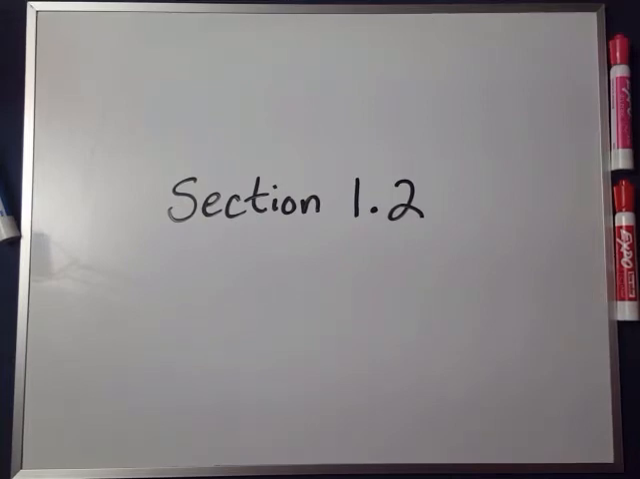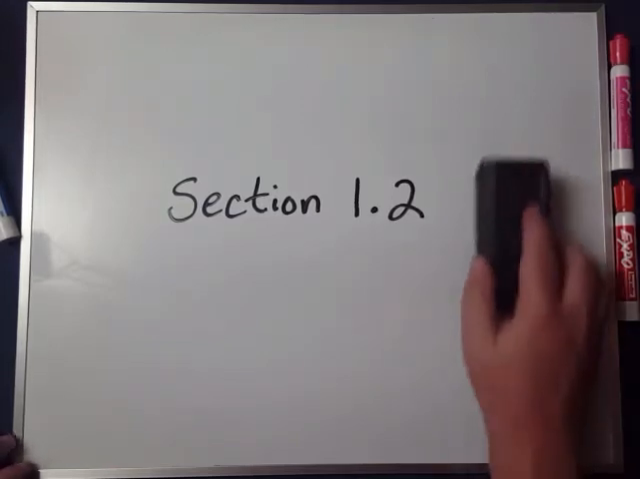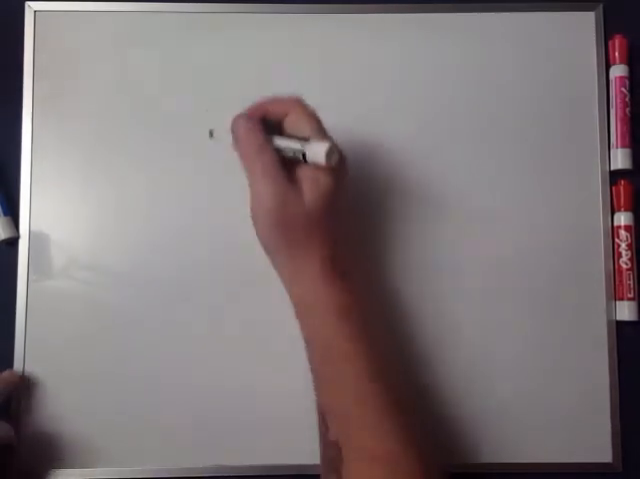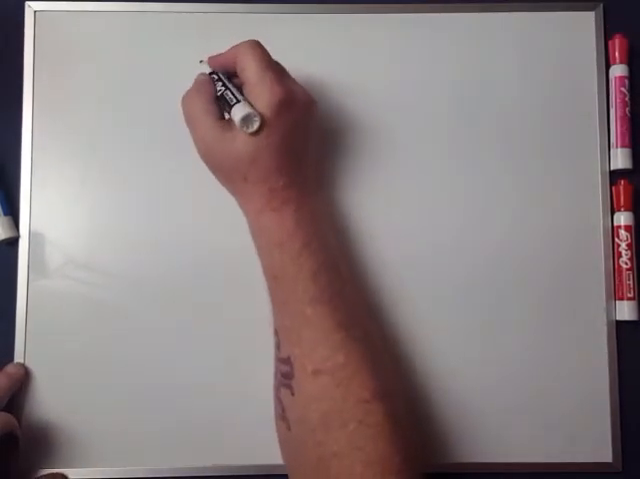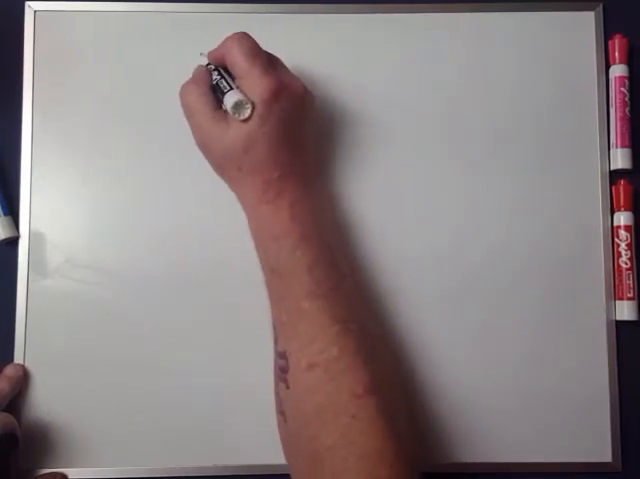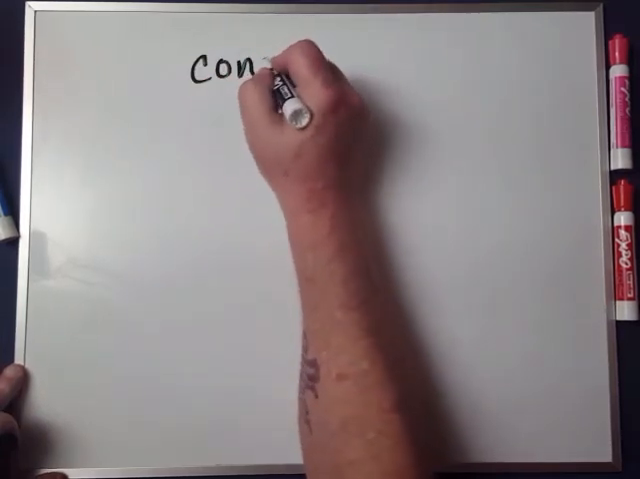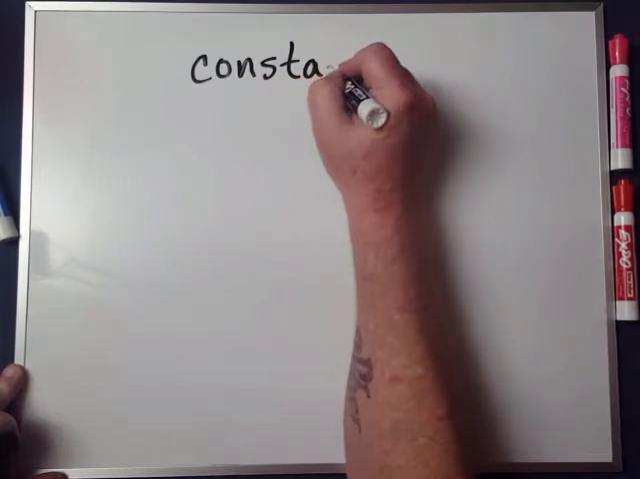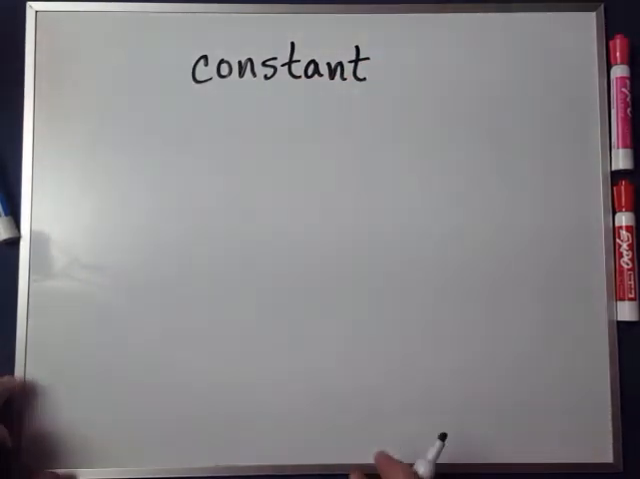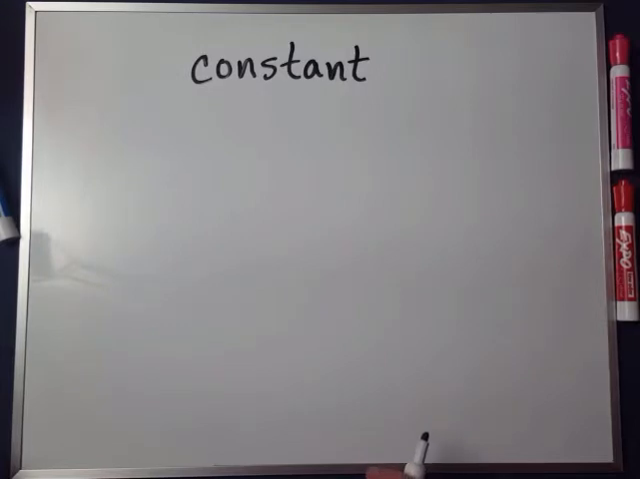Section 1.2, Variables, Expressions, and Equations. We're going to start with some terminology here at the beginning of the section. On page 36 at the bottom, the first bold-faced term we see is constant. And it says, a constant is a fixed, unchanging number. So something like 2 or 7 or pi.